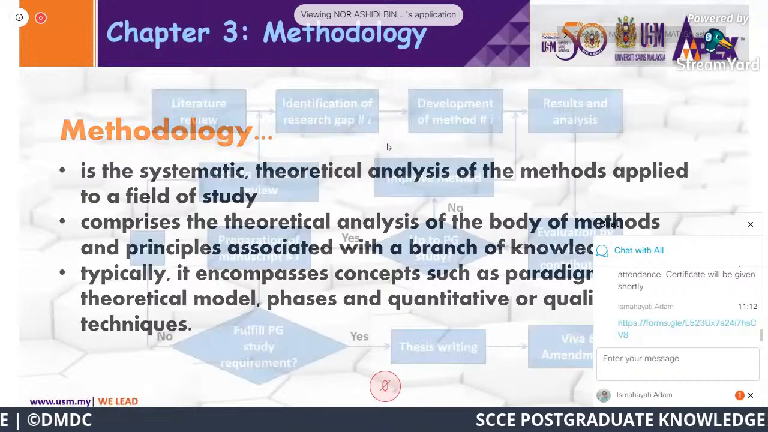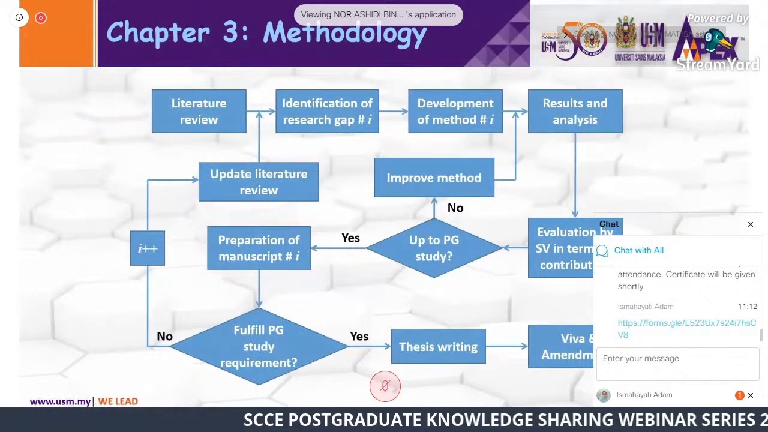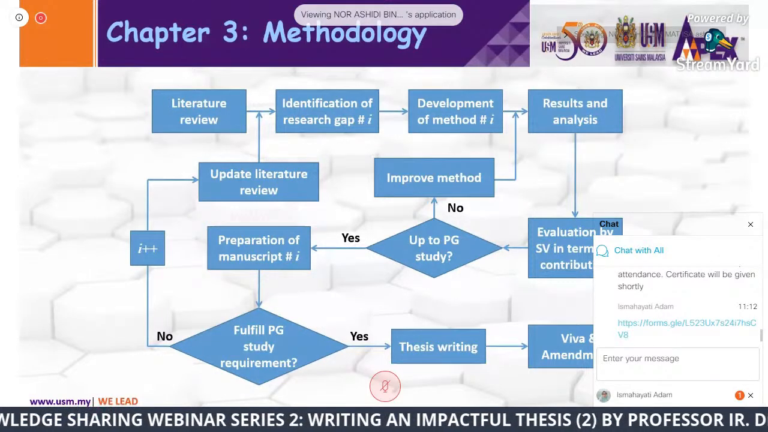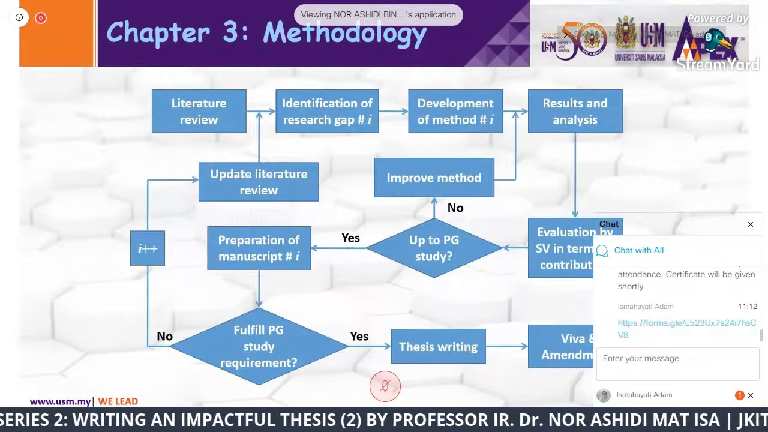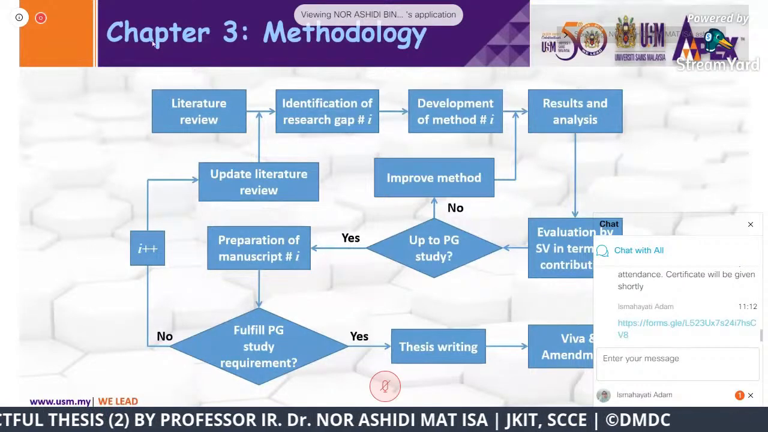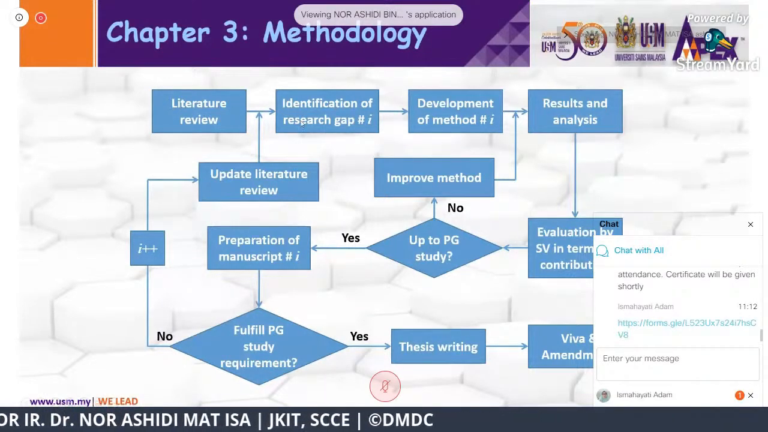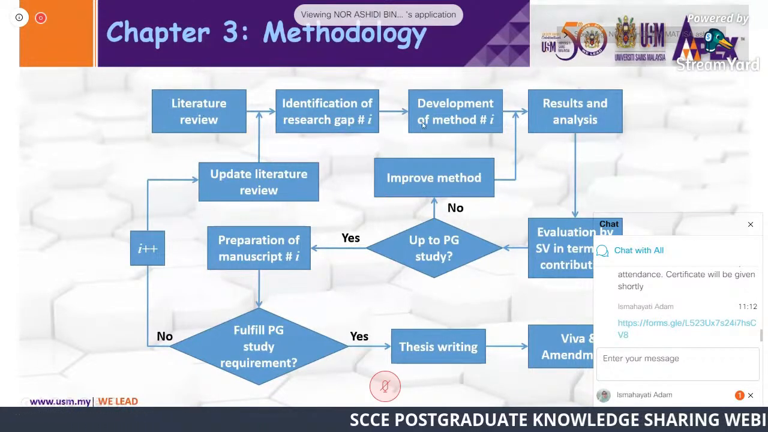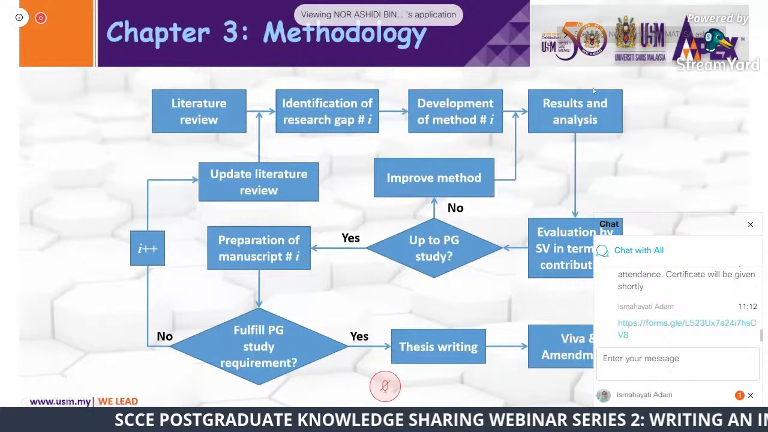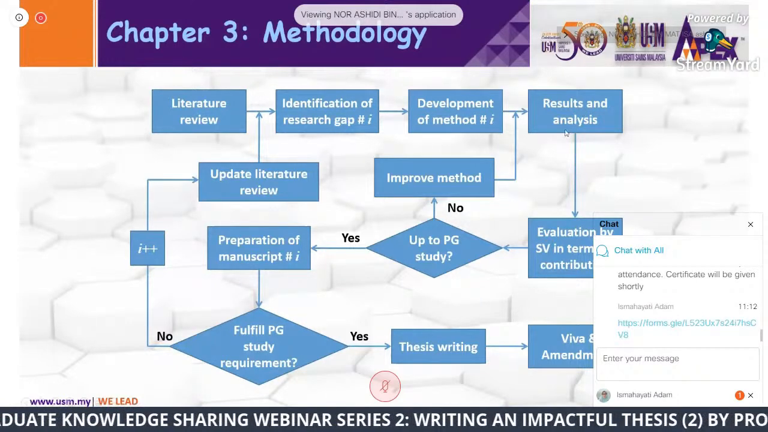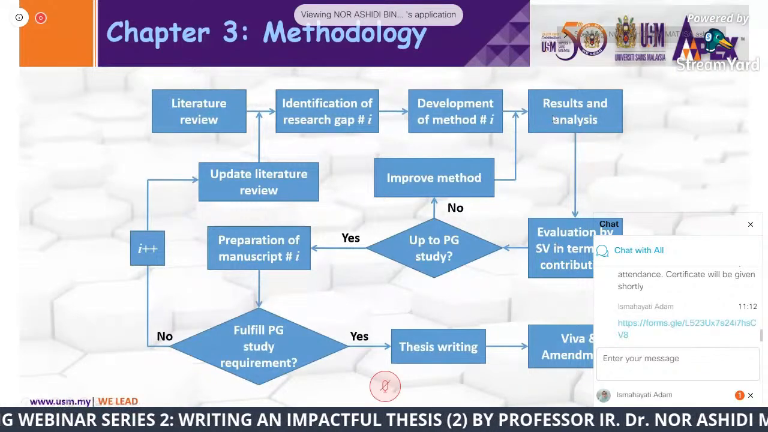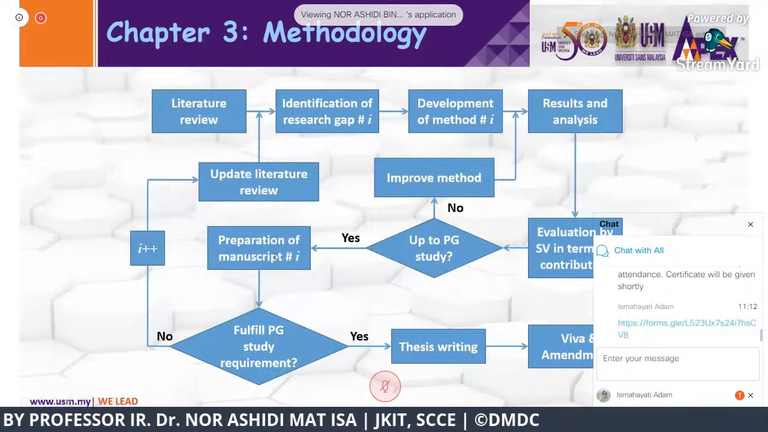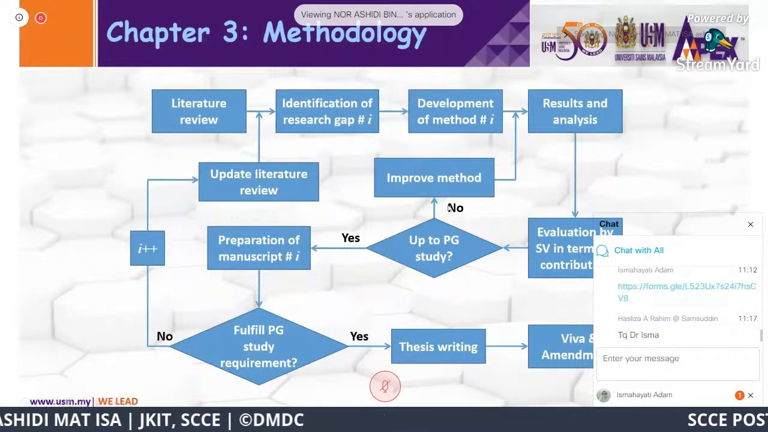Okay. Now, so this is the methodology. So this is actually how I supervise or monitor my students. After they do the literature review, they will identify the research gaps one by one. For the first research gap, they develop the method, get the results and analysis. I will evaluate the results. If I think that it is up to the PhD study, then they can have the second one. If not, they have to improve.